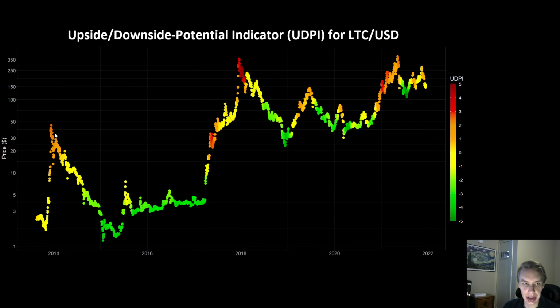And so what you can see is that over time, the UDPI has done a pretty good job of tracking these movements in Litecoin's price. It's able to catch these lower risk bottoming out points, as well as these higher risk tops or local tops, these higher risk zones that tend to precede deep corrections.